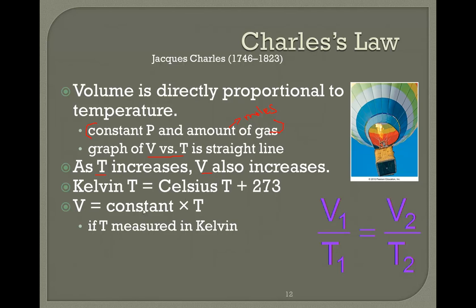Unlike previously, where we said that as long as the volumes matched up and the pressures matched up, here the temperature has to be in Kelvin. That's really important. So this equation is really important. We always have to make sure it's in Kelvin. If it's in Celsius, we have to add 273. So the volume is equal to a constant times temperature, because the volume and temperature divided by each other is a constant.